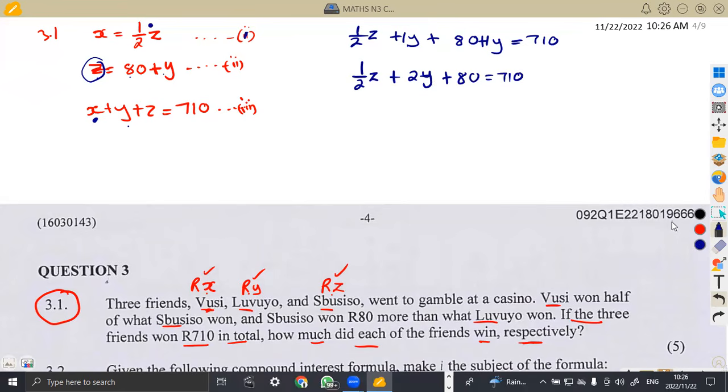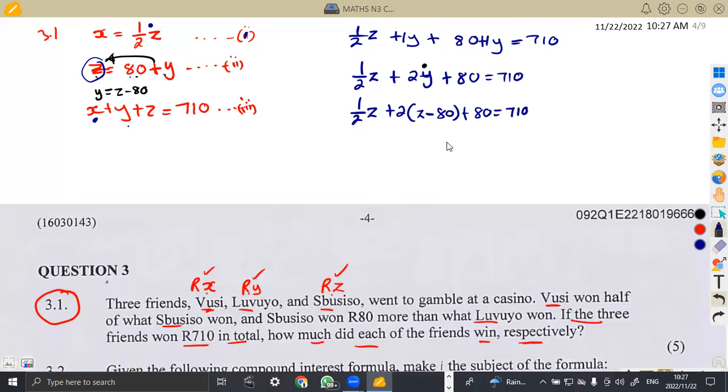But remember that in this case, we can find Y in terms of Z, because Z is 80 plus Y. That means Y in this case is going to be Z minus 80 if we are to transpose this side, so that we write it in terms of Z. Since here we've got Z, this was going to be half of Z plus 2Y, which is 2 times Z minus 80 plus 80, which is 710.